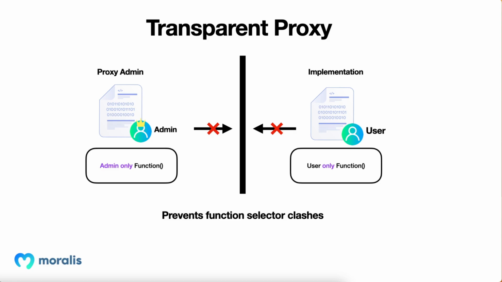This means that the admin is going to be able just to execute functions on the proxy admin contract, but will not be able to interact with the implementation ones, and the users are going to be able just to call the functions on the implementation contract, but will not have access to modify any proxy admin function. This means at the end that we are going to prevent function selector clashes. With that explanation, we are ready to start the coding section.